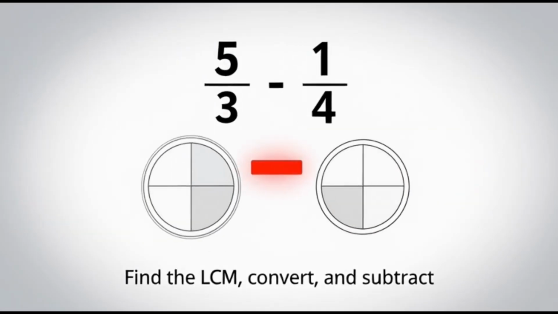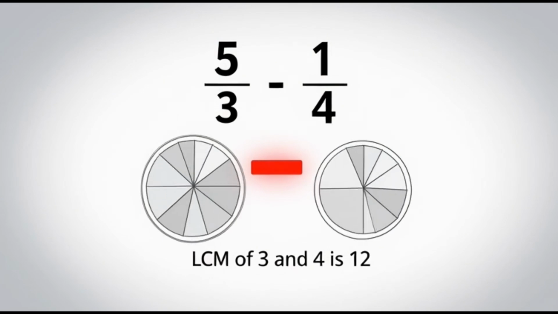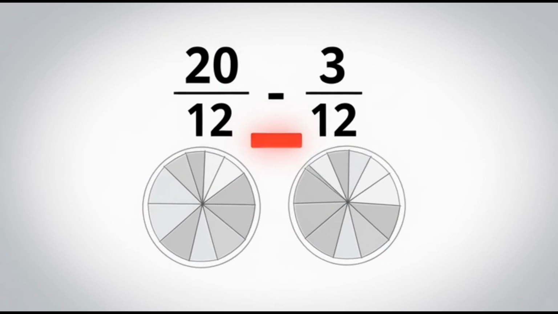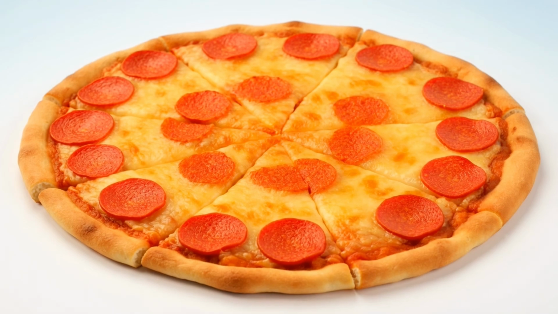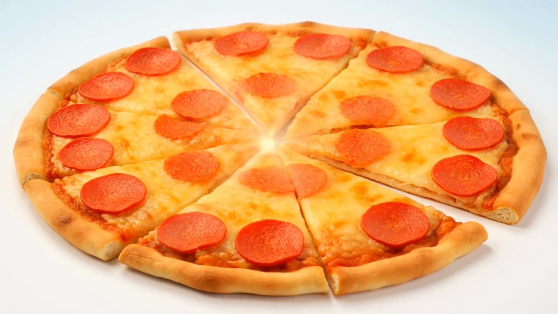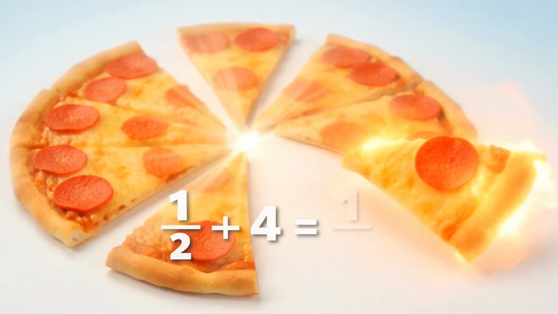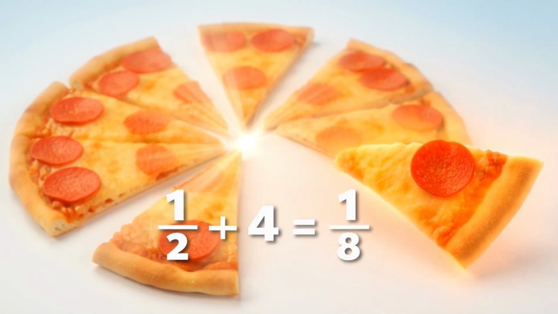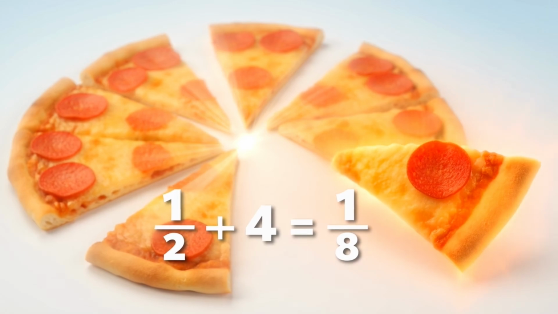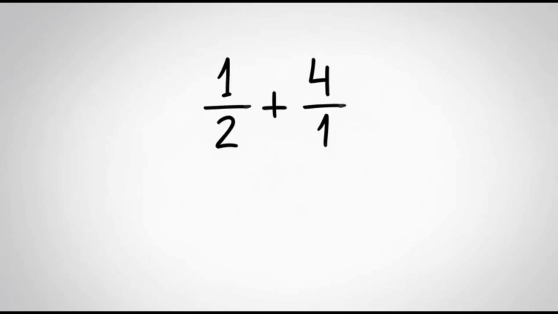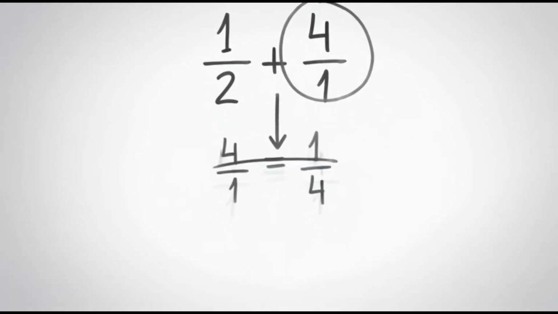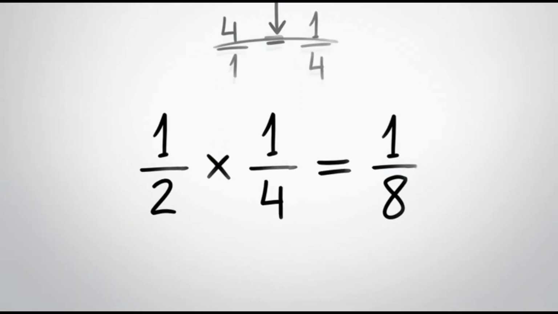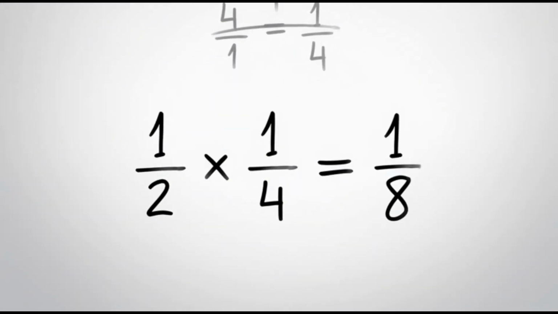Subtraction works the same way. Find the LCM, convert the fractions, and subtract. Let's understand division. 1/2 divided by 4. In real life, if half a pizza is shared among 4 people, each person gets 1/8. Mathematically, write 4 as 4 by 1. Flip it and multiply. 1 by 2 times 1 by 4 equals 1 by 8.